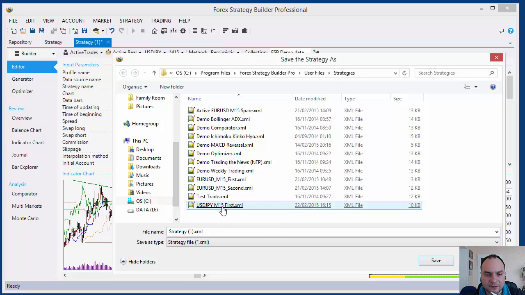USDJPY M15. Second, but I'll try to find a better one. I'm not sure. I'll put some symbols here to know that I have to test it further.